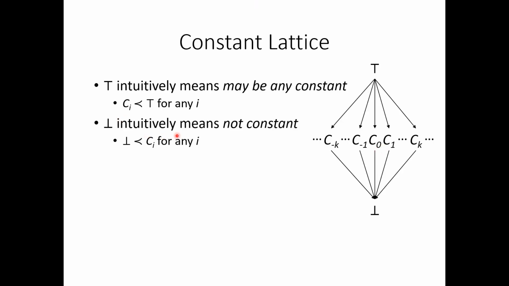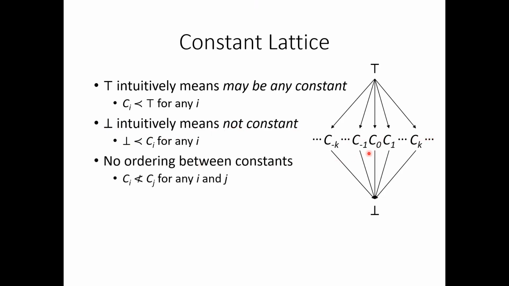Bottom, intuitively here, means that something is not constant. So if something has the value bottom, that means it's not constant. Bottom is going to be less than any other constant. And there is no ordering between constants, right? So between two constants Ci and Cj, there's no ordering between them. I can't say that one constant is more or less constant than another constant.